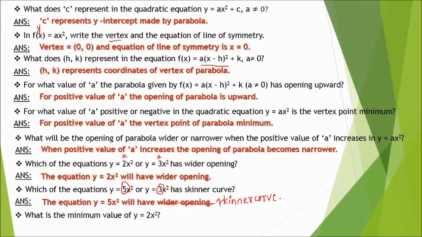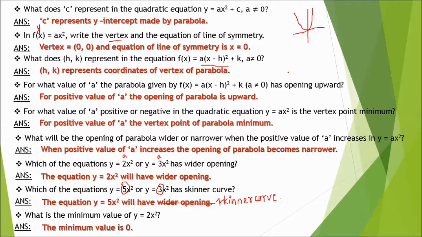What is the minimum value of this function? The minimum value will be 0. If we draw the graph, you can see it definitely has the vertex at the origin, so the minimum value will be 0. Maximum value is infinity. Now let's move to another slide.